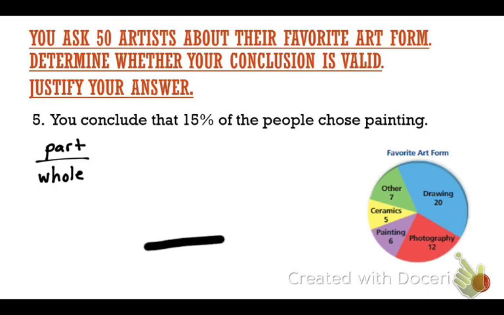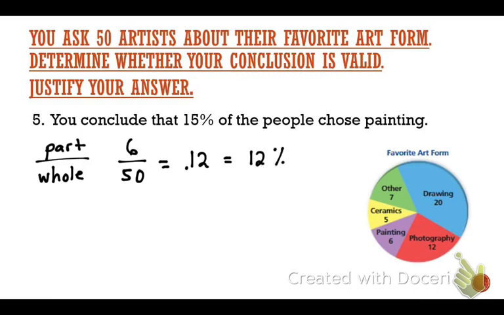All right, so listen, we are using this right here, guys. What part of the people chose painting? 6. Only 6 people liked it. Out of the whole, how many total people? 50. Guys, 6 divided by 50, what is that? 0.12, which is what percent? 12%. So here's the question.